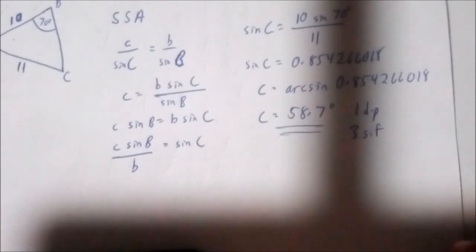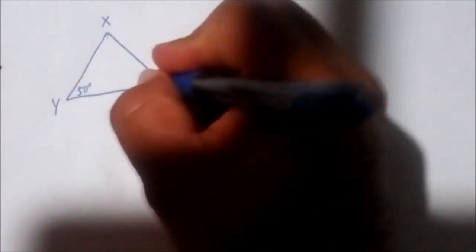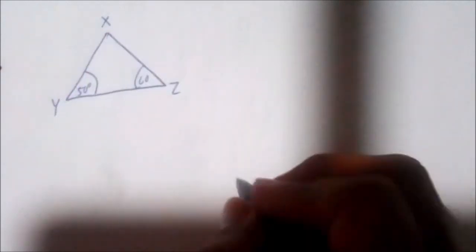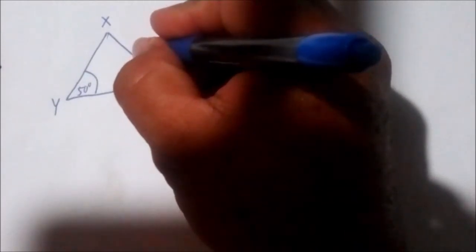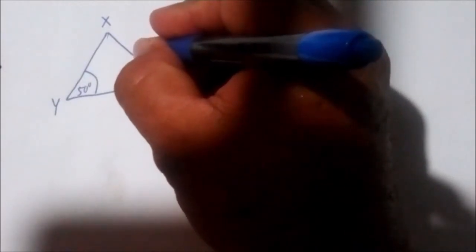Okay, so let's go to another example. You have a triangle and it's not drawn to scale. You have this x, y, z, with 50 degrees and 60 degrees. And let's say this side here to be 15. Let me see, which one can I give you?